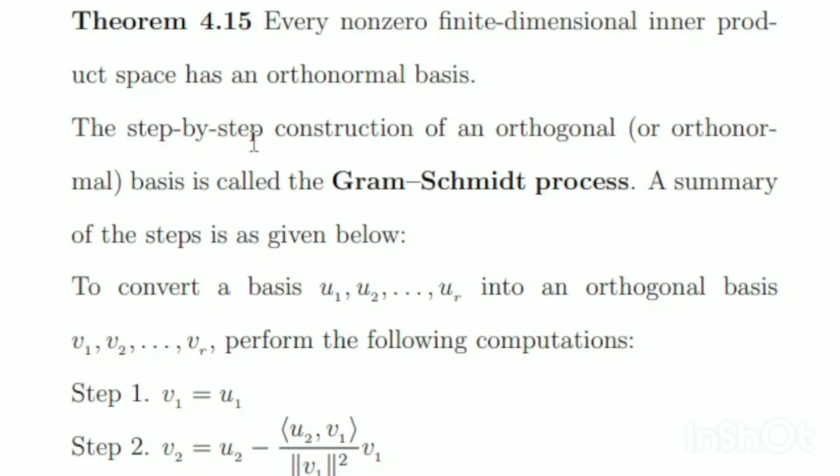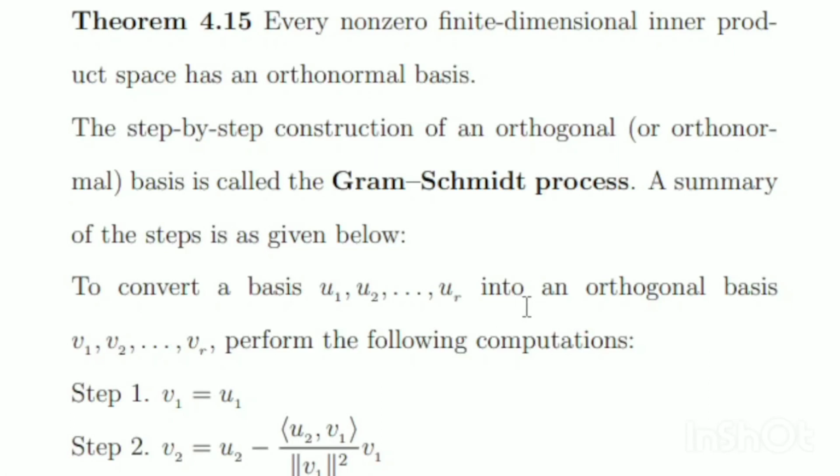So it's a step-by-step procedure to find an orthogonal basis. The process of finding an orthogonal basis is called the Gram-Schmidt process. From an orthogonal basis, finding the orthonormal basis is also part of the Gram-Schmidt process. In that one, we transform a basis u1, u2, up to ur into an orthogonal basis v1, v2, up to vr.